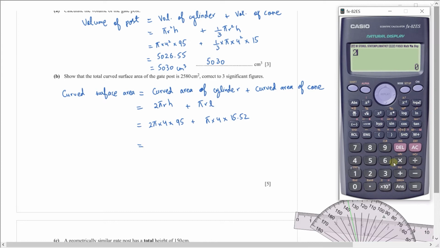So let's calculate this. 2 into pi into 4 into 95, and then plus pi into 4 into 15.52. So this is 2582.64. Now we round it to three significant figures. So 1, 2, 3. The next value is 2, so this will be changed to 0. I will round this down. So 2580 centimeter square is the total curved surface area that we had to show.